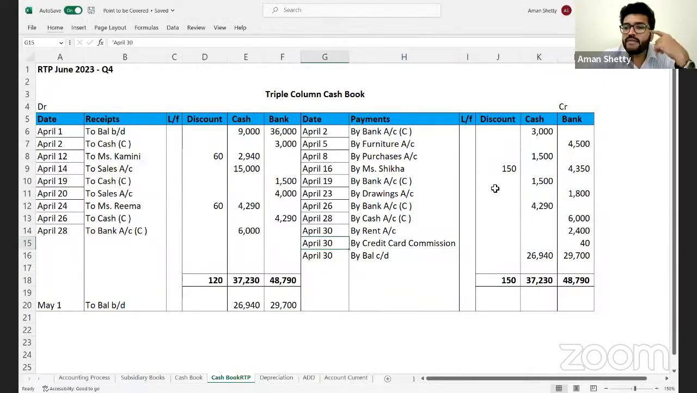Sir, if the cheque is deposited on the same day it was received, then you can take it directly to the bank. Just like how we did for this one, I think Shikha, right? Not Shikha, I'm not able to remember. I think Kamini, sir. That's Kamini, right? So we have taken it directly to the bank. Okay, yes, sir.